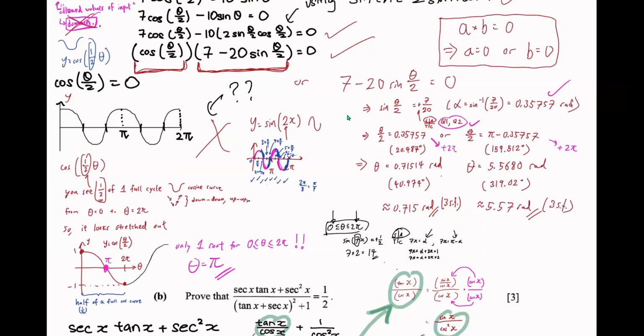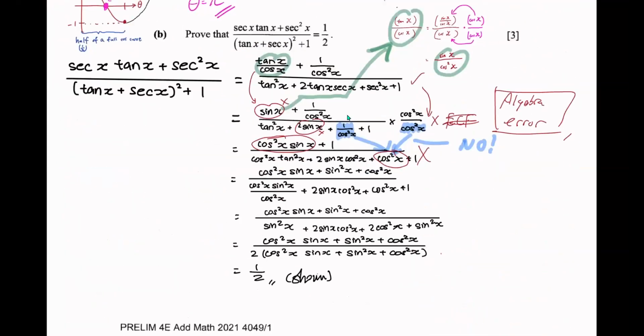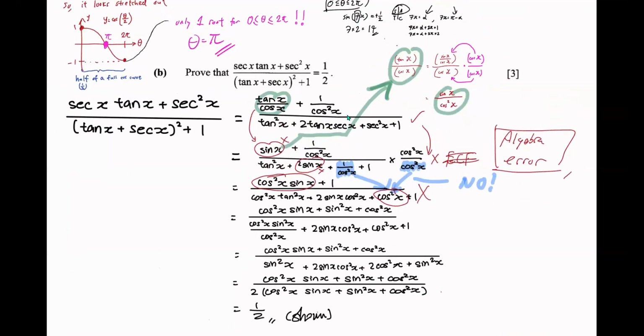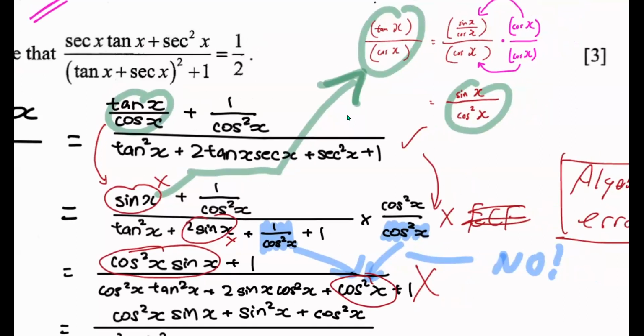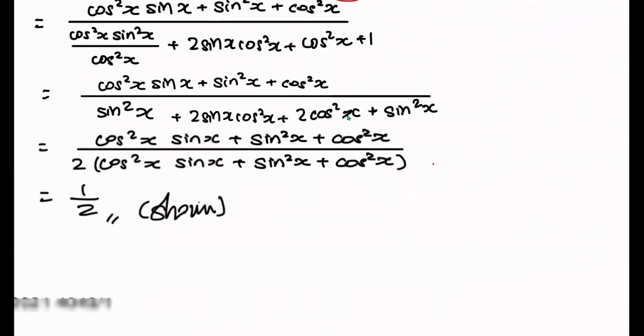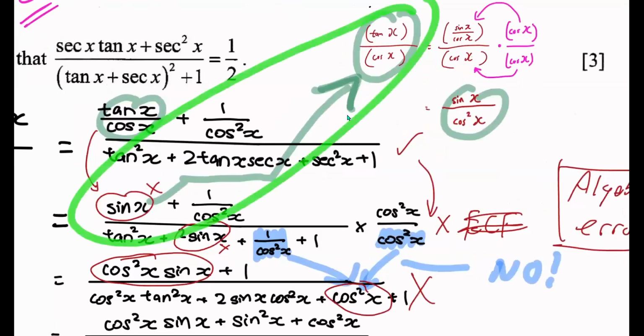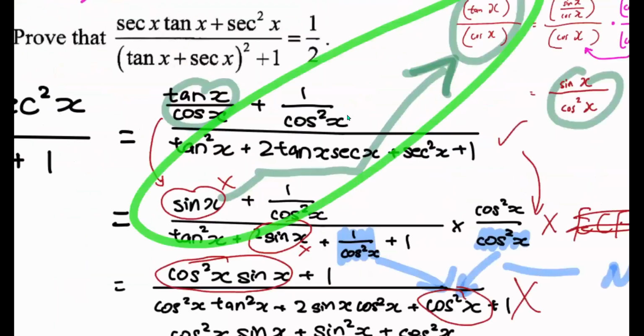Okay. Yes. Next one. Here, algebra mistake. Oh no, what happened? I don't understand. How did you manage to get the right answer? I managed to get the right answer. You got a half. I don't know how. Here there was a lot of algebra mistakes.